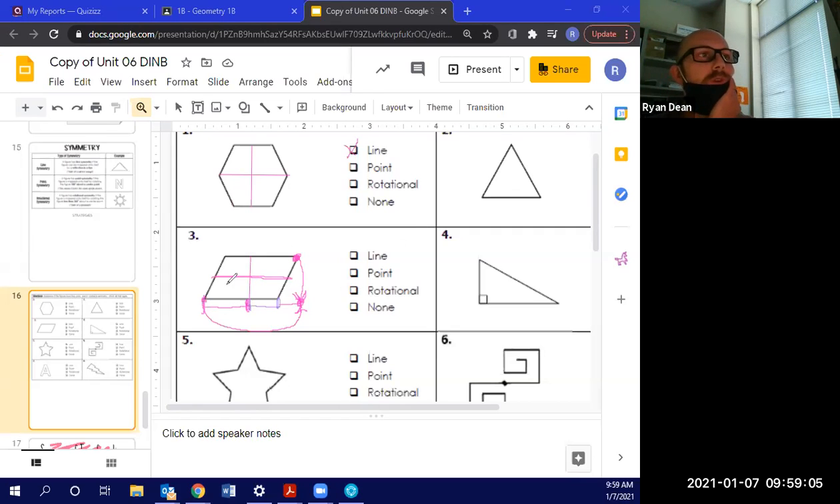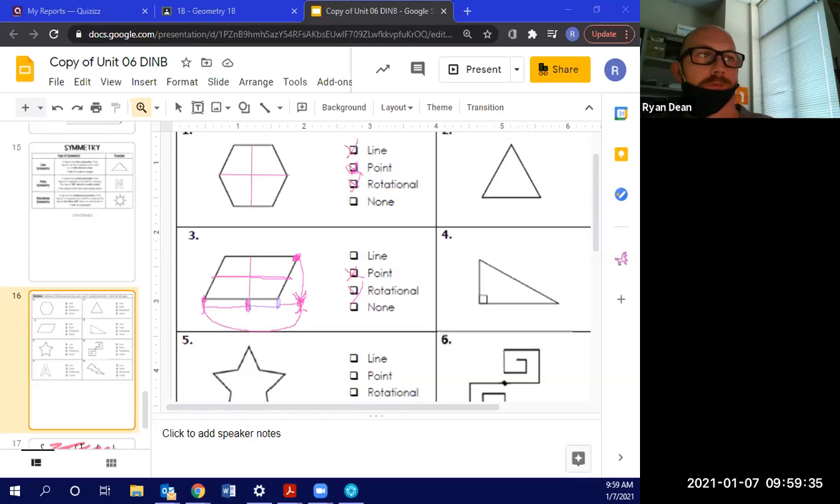But if you were to rotate it, this one would have point symmetry because you get the same thing looking at it upside down. And since it has point, it also has rotational. Up here, this one also has point and rotational because if you flip this shape upside down, you get the same thing again.